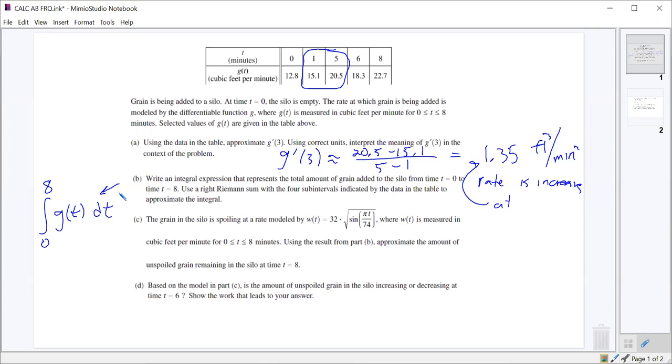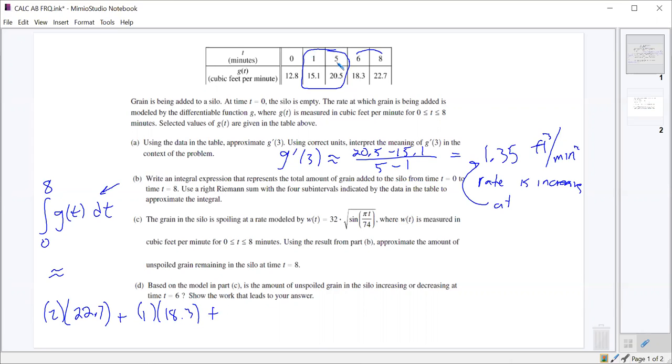If you're given a rate, you integrate from the starting point to the ending point of that rate function. And then they want you to approximate that integral using a right Riemann sum with 4 subintervals. So our first subinterval coming from the right-hand side is 2 units long. So we'll say this is approximately equal to 2 times the height at the right endpoint, which is 22.7, plus the next one, which is 6 to 5. So that'd be 1 times the height on the right endpoint of that interval, which is 18.3.